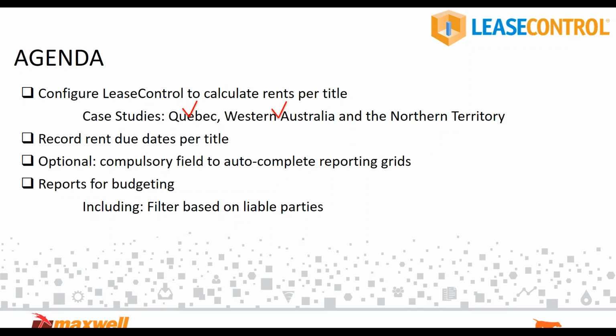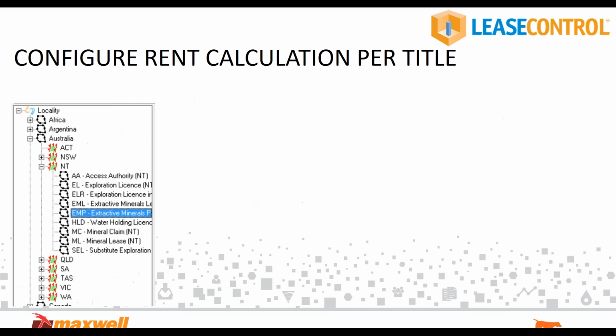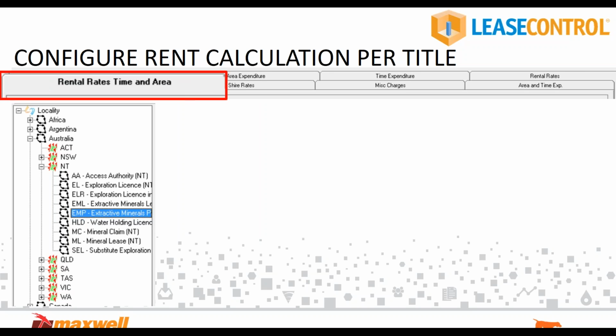Quickly to the Northern Territory before we automatically update the rent fields for all titles, noting that this methodology applies again to many other jurisdictions. In this case, as we'll be doing the Northern Territory, we're going to do the extractive mineral permits. And we're going to use the Rental Rates, Time and Area tab as before.